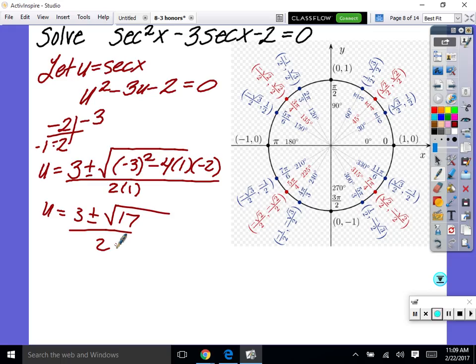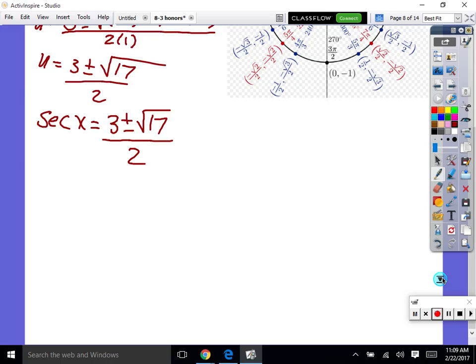So now we have simplified this completely. 17 doesn't break down. So let's replace u with what it should be, secant. So we're saying when does secant of x equal 3 plus or minus the square root of 17 over 2? Is that on our unit circle? No. So you take the secant inverse of both sides of the equation, right? To get x alone? Yep, so 1 over inverse cosine. Very good. So we would have x is equal to 1 over cosine inverse of all that stuff.